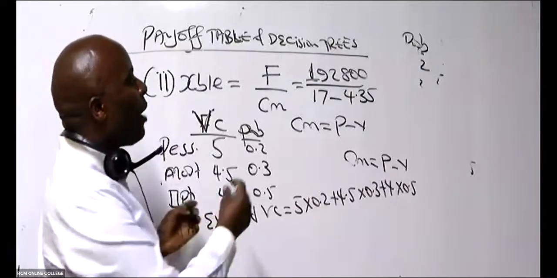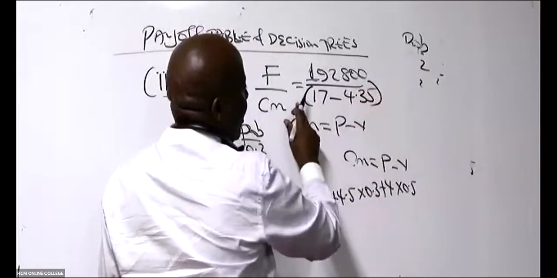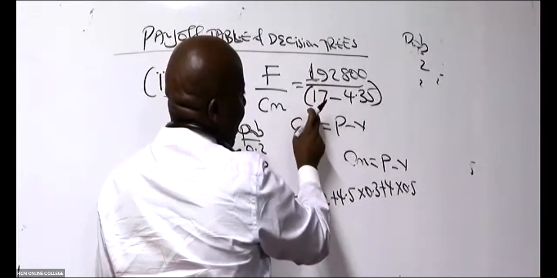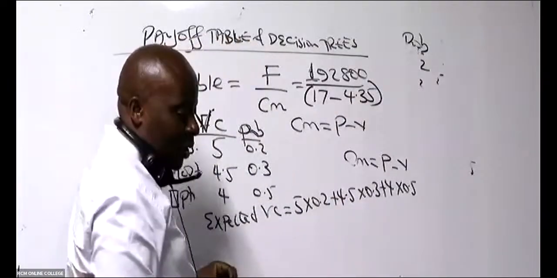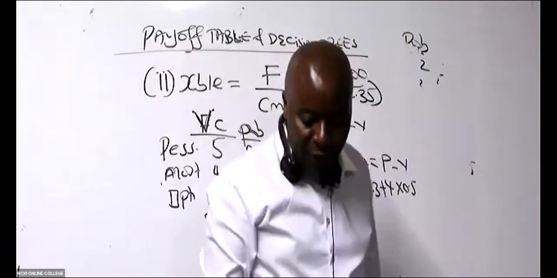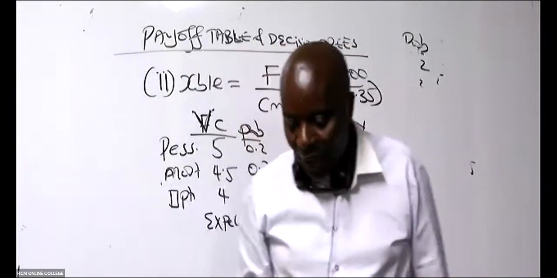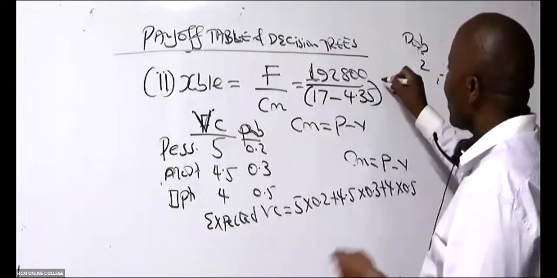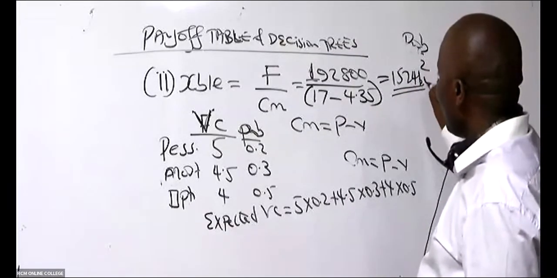Then you'll be able to take your calculator. You say this divided by this minus this, divided by open brackets, 17 minus 4.35, you close. Then you say equals. So what figure are we getting here, ladies and gentlemen? 15,241, right? Also try to give us answers. 15,241 units, isn't it?